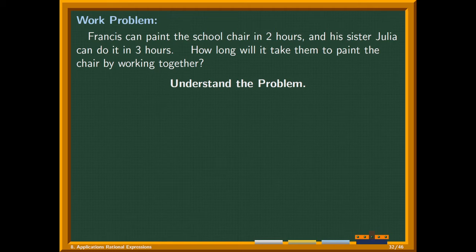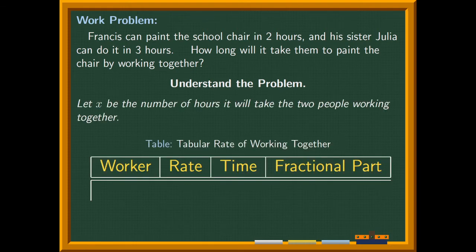So by understanding the problem, as I said earlier, I have translated it into the vernacular, Bisaya, para mas mapadali nato. Another one is to write all the given and the unknown quantities. So in this case, I have used the tabular form. And our unknown quantity is the number of hours. The question: how long will it take them to paint the chair? So let X be the number of hours it will take the two people working together.